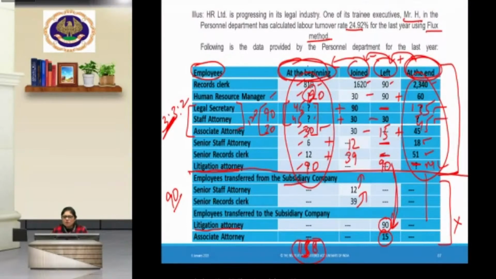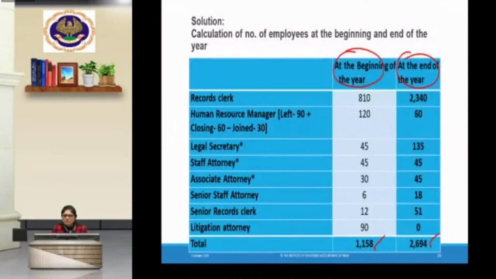So we have the opening and the closing. So 1158 plus 2694 divided by 2. You can calculate the average. 1158 plus 2694 divided by 2 will come out to 1926. 1926 is the average number of employees during this period, at the end of the year. Yes, the average is 1926. Clear? At the beginning we have calculated, at the end you can take these figures from the table.